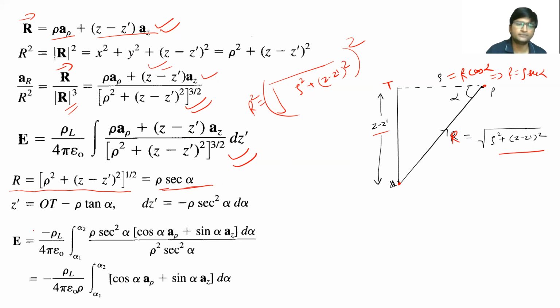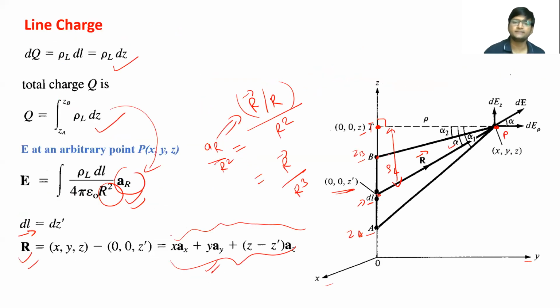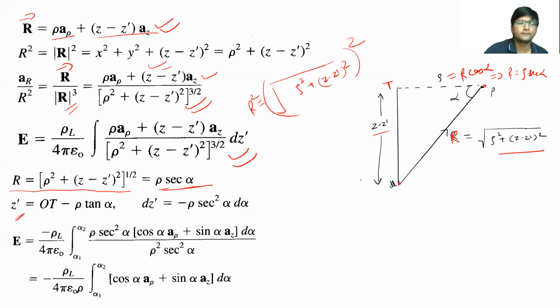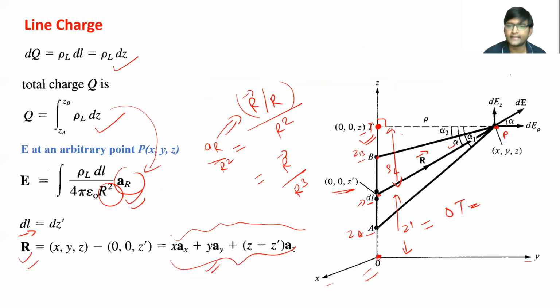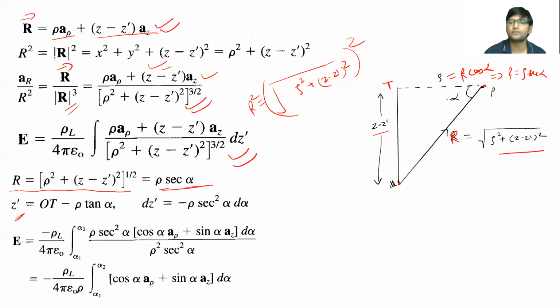Now, what is the value of Z dash? In the previous diagram, if you see, this point is O, right? This point is O and this point is T. So can you tell me what will be the value of Z dash? This is the height Z dash. So Z dash will be nothing but OT, which is this whole length from this point T to this point O, OT minus how much? OT minus this length, which is Z minus Z dash. So this length can be calculated from this triangle.